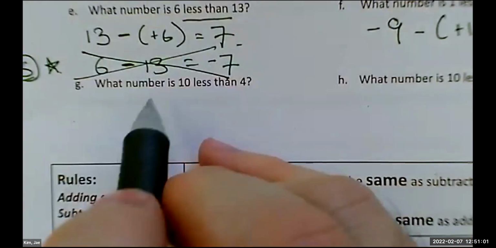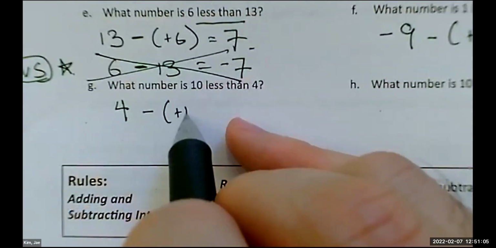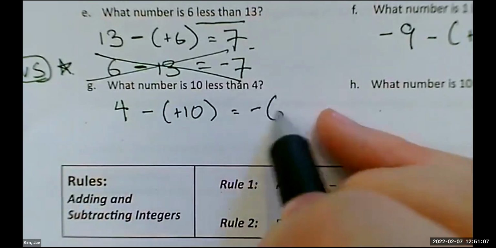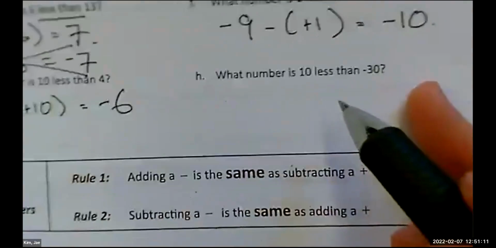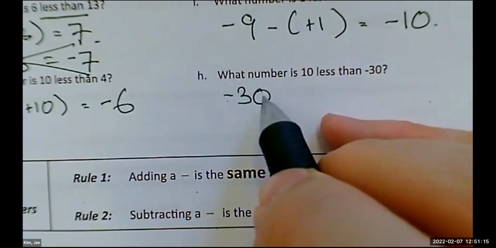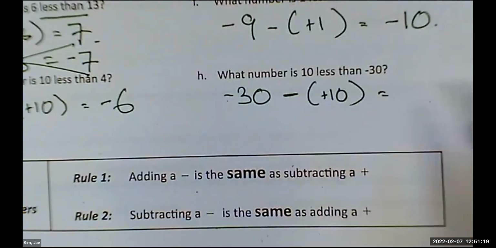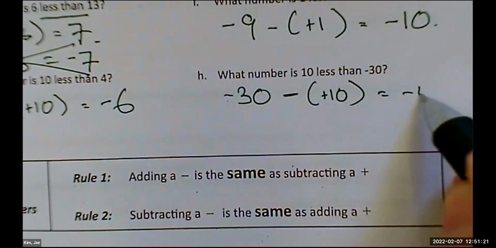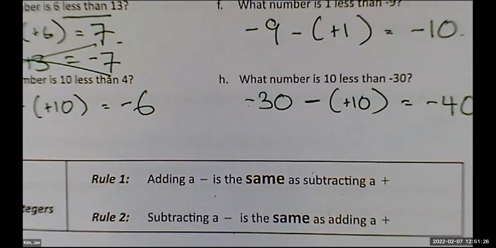For G, it's 10 less than a 4. So we have 4 minus a 10, which would be negative 6, not the other way around. And what is 10 less than negative 30? Negative 30 is where we start. Less than, positive 10 is how much we're taking away. That would be negative 40. Quick hands, quick questions?